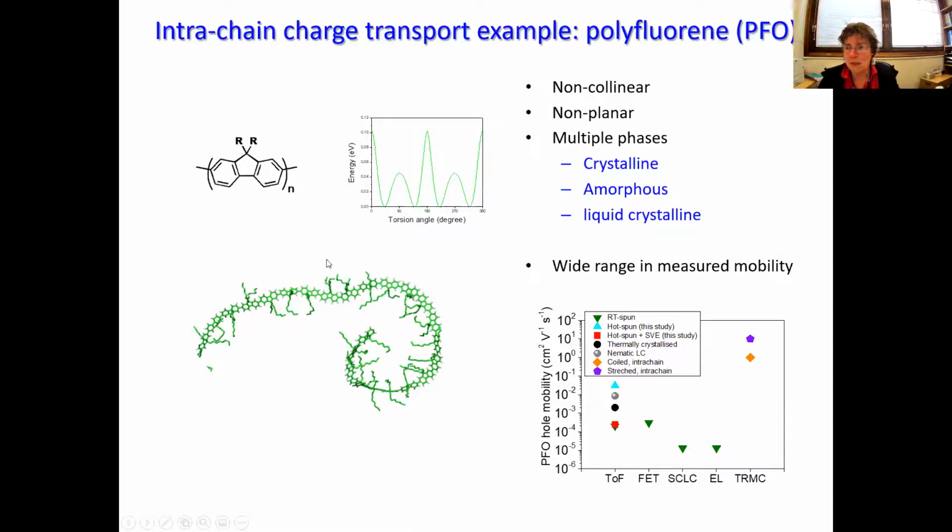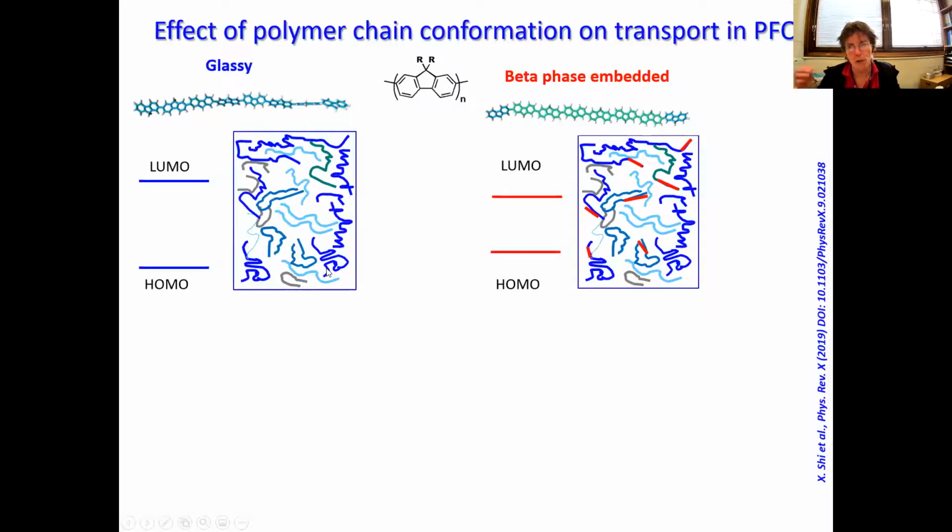So we wanted to try to understand a little bit better what's going on with this polymer. And we focused on this question of what happens when you introduce a particular conformational defect into the polymer. This defect is known as the beta phase. Whilst in the ground state of a polymer chain, the monomers normally accommodate a torsional twist of 45 degrees-ish or 135 degrees-ish between consecutive monomers.